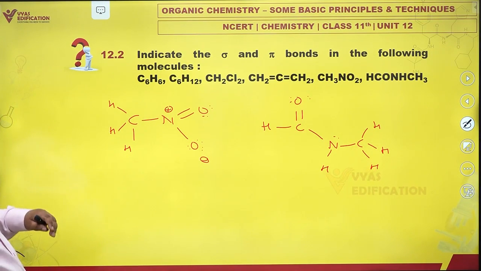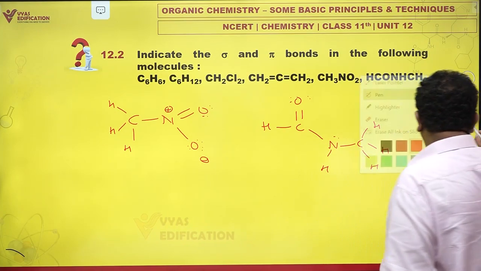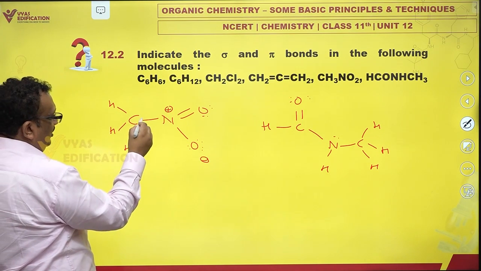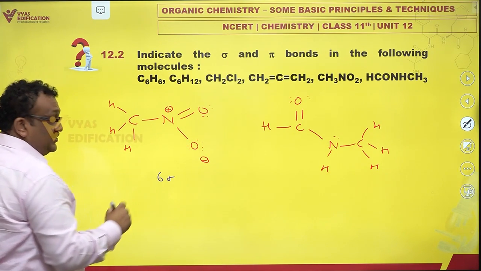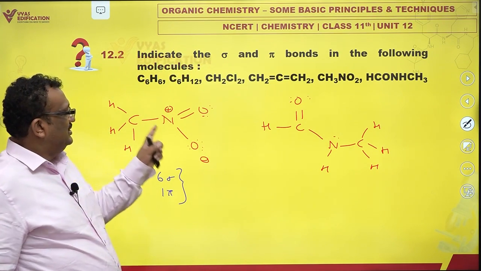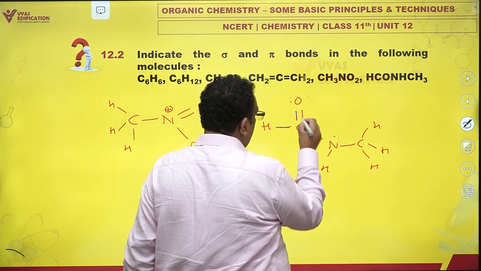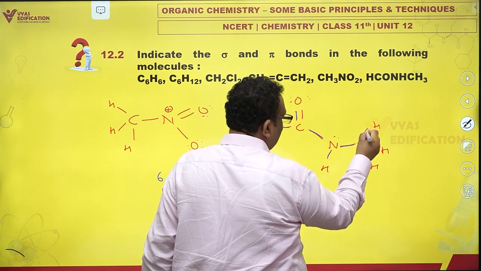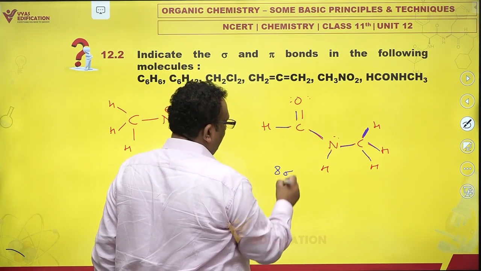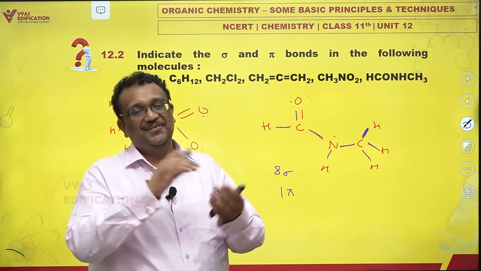Now, can we count sigma and pi? Who can stop us? Of course we can. And what would that be? Let's see. 1, 2, 3. 1, 2, 3, 4, 5, 6. 6 sigma and 1 pi bond, there is only 1 pi bond. Don't worry about charges. 1, 2, 3, 4, 5, 6, 7, 8. This is only 1 bond. 8 sigma, 1 pi. All right? Yes. These are the molecules.